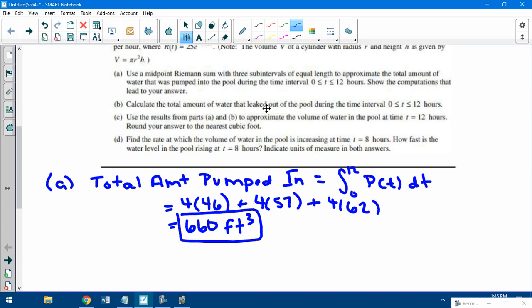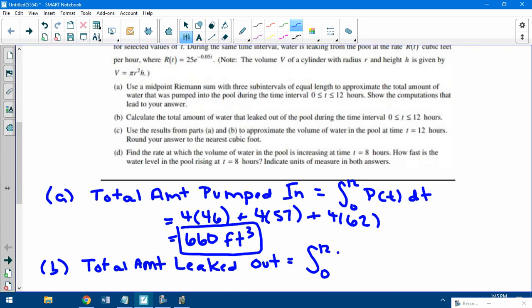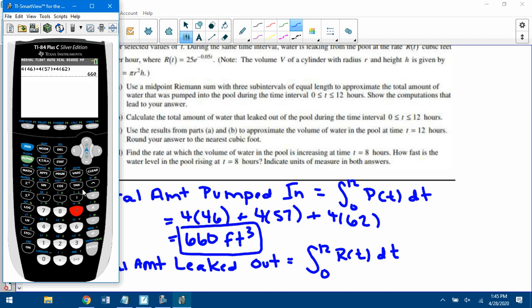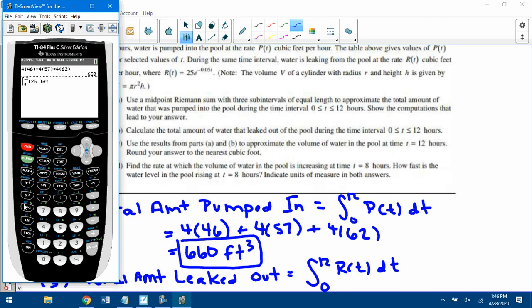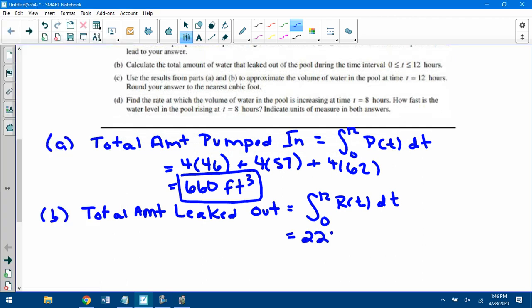Part B says calculate the total amount of water that leaked out of the pool between 0 and 12. So this is kind of the same idea. If I want the total amount that's leaked out, I would just do the integral from 0 to 12 of the leak out equation, which I believe was R of t, dt. Since I have my calculator, that's pretty easy to do. I just have to do math 9 from 0 to 12. Let's see what R of t was. It's right there, 25 e raised to the negative 0.05x dx. So the amount that leaked out is going to be 225.594 cubic feet. So A and B are essentially the same question, just different representations of the formula.